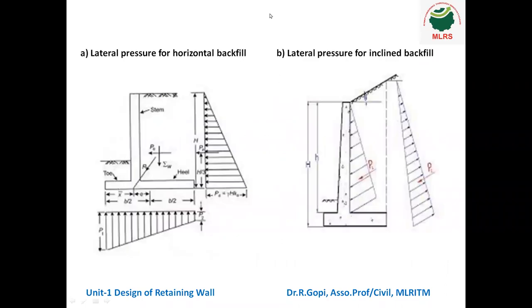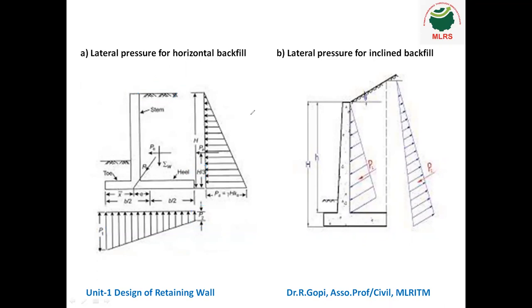Here you can see the lateral pressure for horizontal backfill and the lateral pressure for inclined backfill. In this case, this is the pressure distribution diagram for the stem and the pressure distribution diagram for the base slab. Here P1 is the pressure near the toe, and P2 is the pressure near the heel. This is the triangle we just saw, with PA acting at a height of H by 3. You can see the earth fill is horizontal, not inclined.